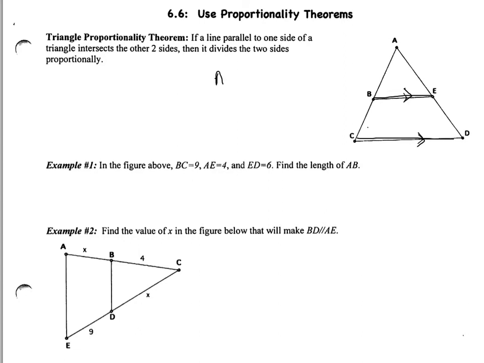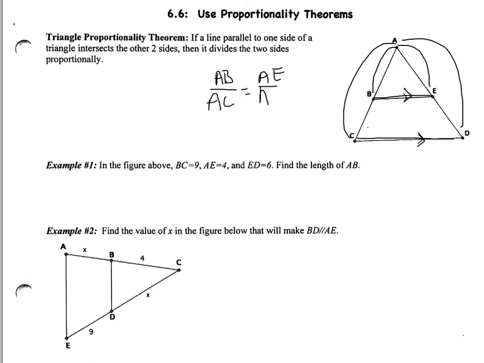Our proportion is AB, small side of the triangle, over AC, the corresponding large side, equals AE, the small side, over AD, the large side. So we've already done that in previous sections before. Now we're just putting it into a theorem. So example 1, it says, in the figure above, BC is 9, AE is 4, ED is 6, find AB.